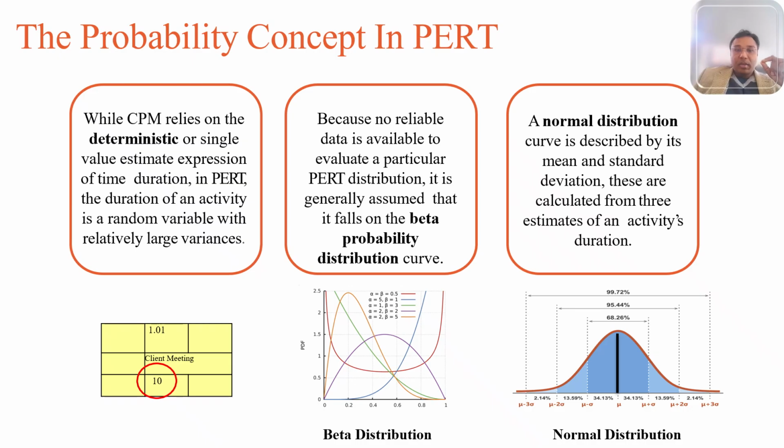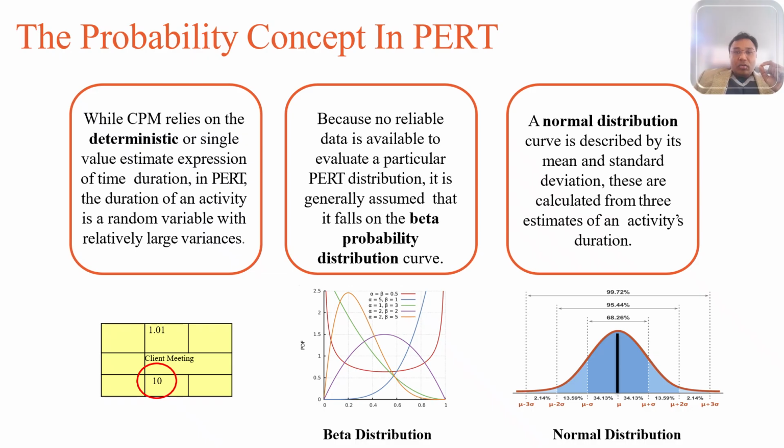Using the 3-point estimate, we compute an expected time and a standard deviation for each activity. Then we combine the uncertain activities along the critical path to get the project's expected duration and variability. Finally, we use the standard normal distribution, your third picture, to answer what's the chance that we finish by a certain date or expected time.